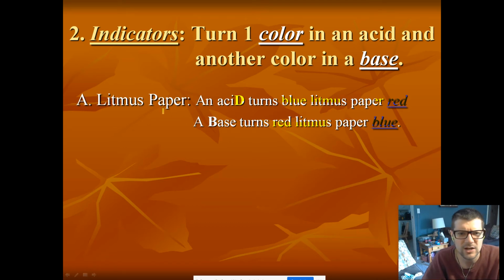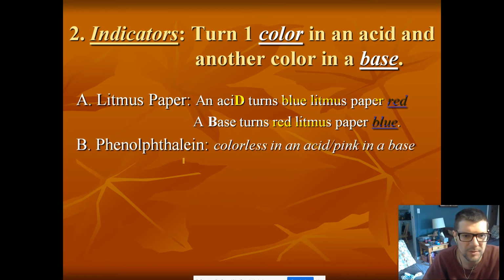Someone will say, oh, it's a litmus test for this, just meaning like, if this is true, then you know you've got this thing. That's what litmus tests do. They test to determine whether you have an acid or a base.